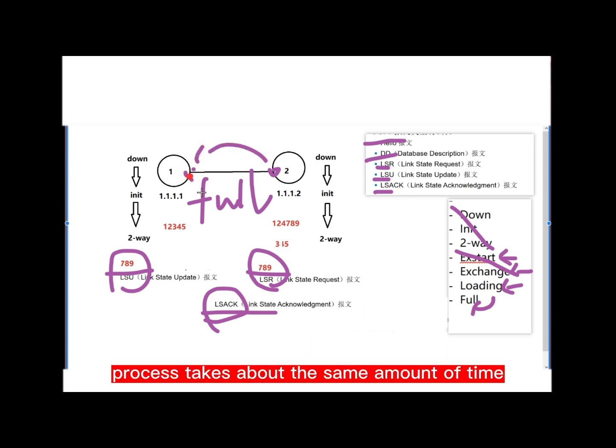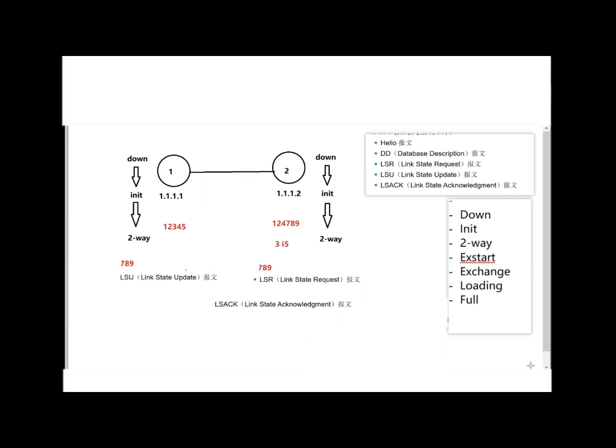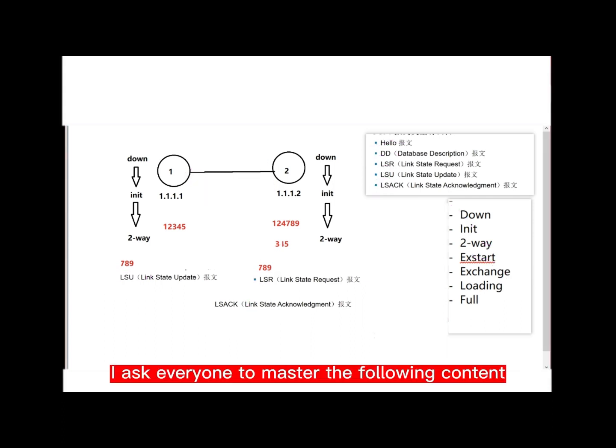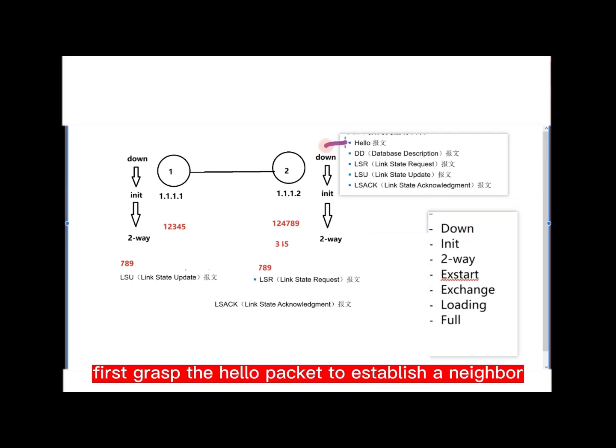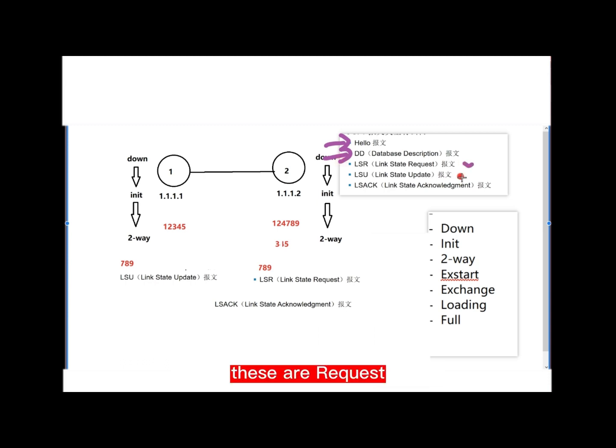Because this process takes about the same amount of time, I ask everyone to master the following content in the NA stage. First, grasp the hello packet to establish a neighbor. Then the DD packet interactive directory. These are request, reply, and confirmation. You need to know their names and uses.